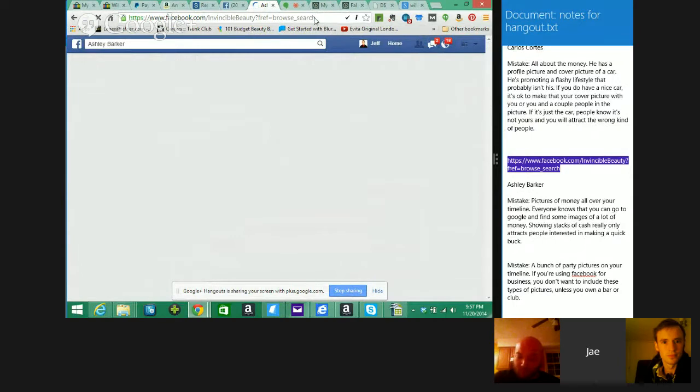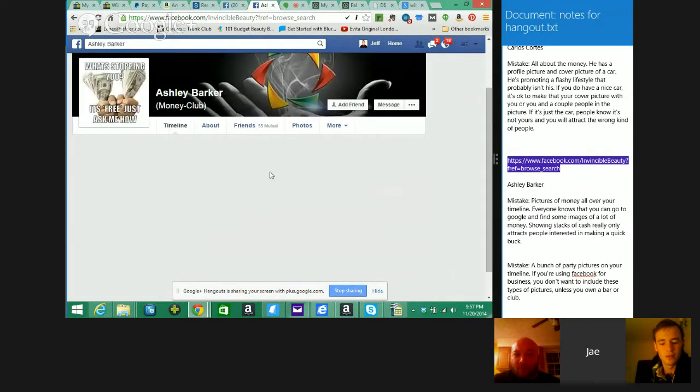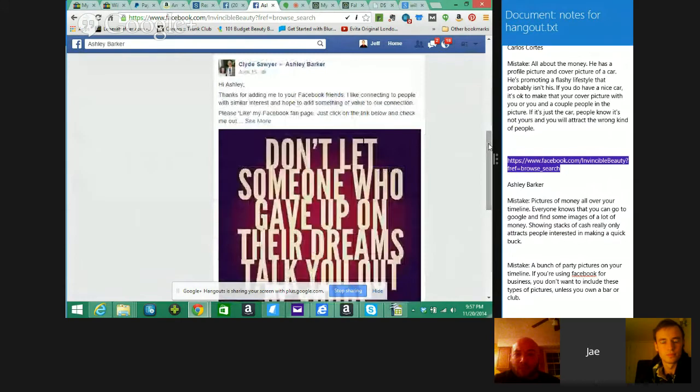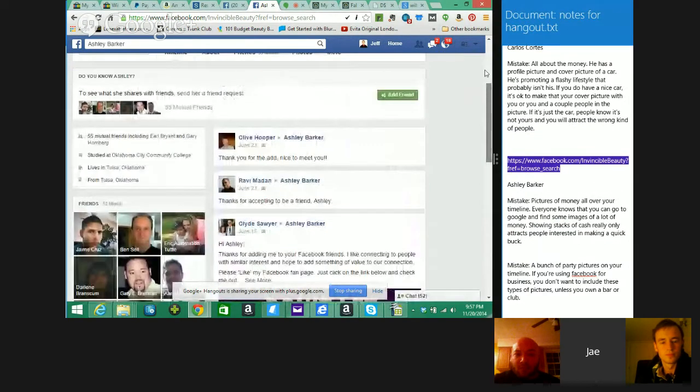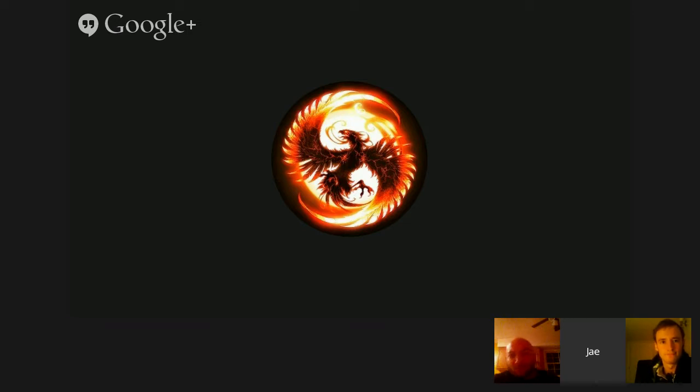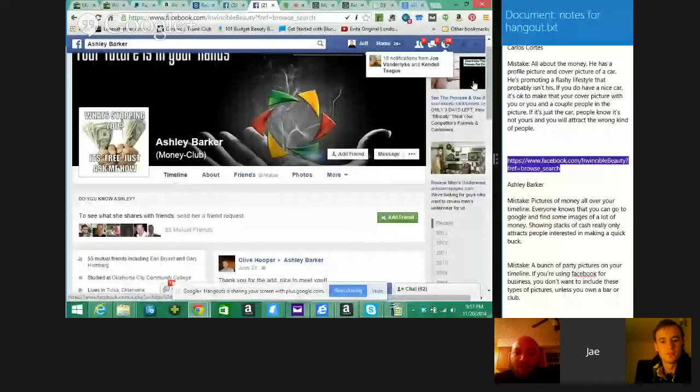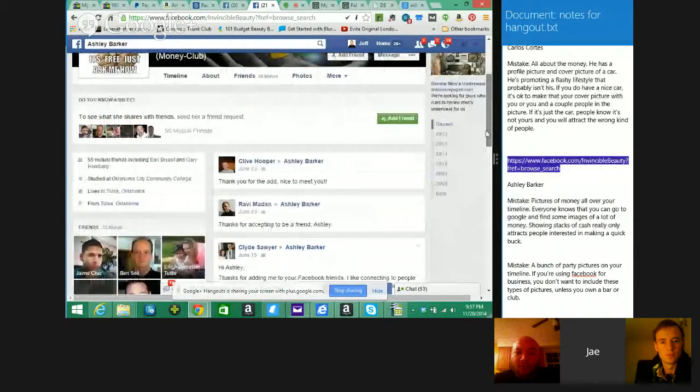Okay, awesome. Another mistake sometimes people make is putting pictures of money all over their timeline. You just look at it and you see stacks of cash and all that. I really couldn't find a good example of one of those, but I've seen them before, where instead of themselves it's just a big pile of money, gold jewelry, stuff like that. As you go down through their list, all you see is stacks of money. Everyone knows that you can just go on Google and find pictures of stacks of money. So that's not yours. It's not really doing anything for you or your brand. It's just attracting the wrong kind of people. That's really all I had to say about that.